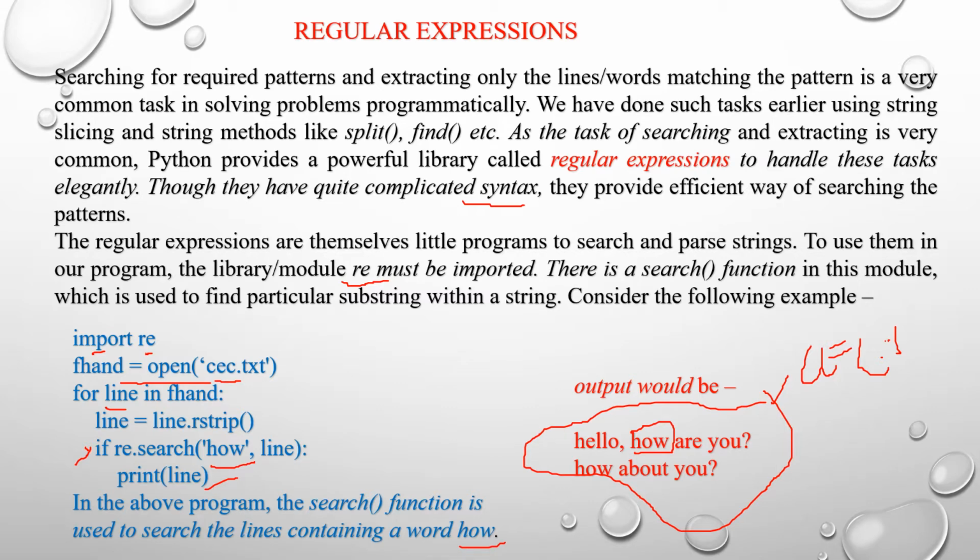In the next iteration, the second iteration, the Python interpreter will iterate over the second line. If the pattern is matched, the interpreter will print the entire line. Here how is the matching word, so the interpreter will print the entire line. So if you run this code, the output would be hello, how are you, and how about you.